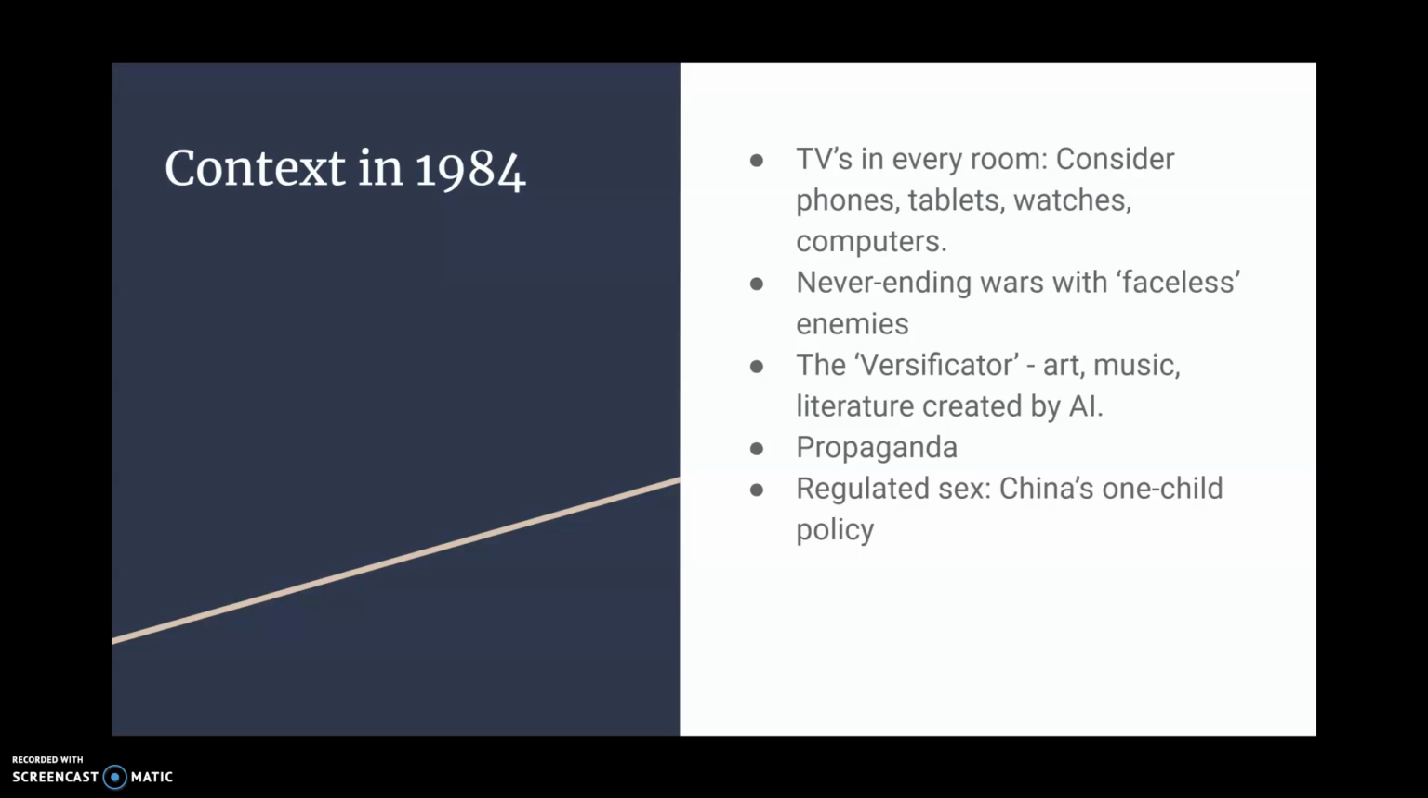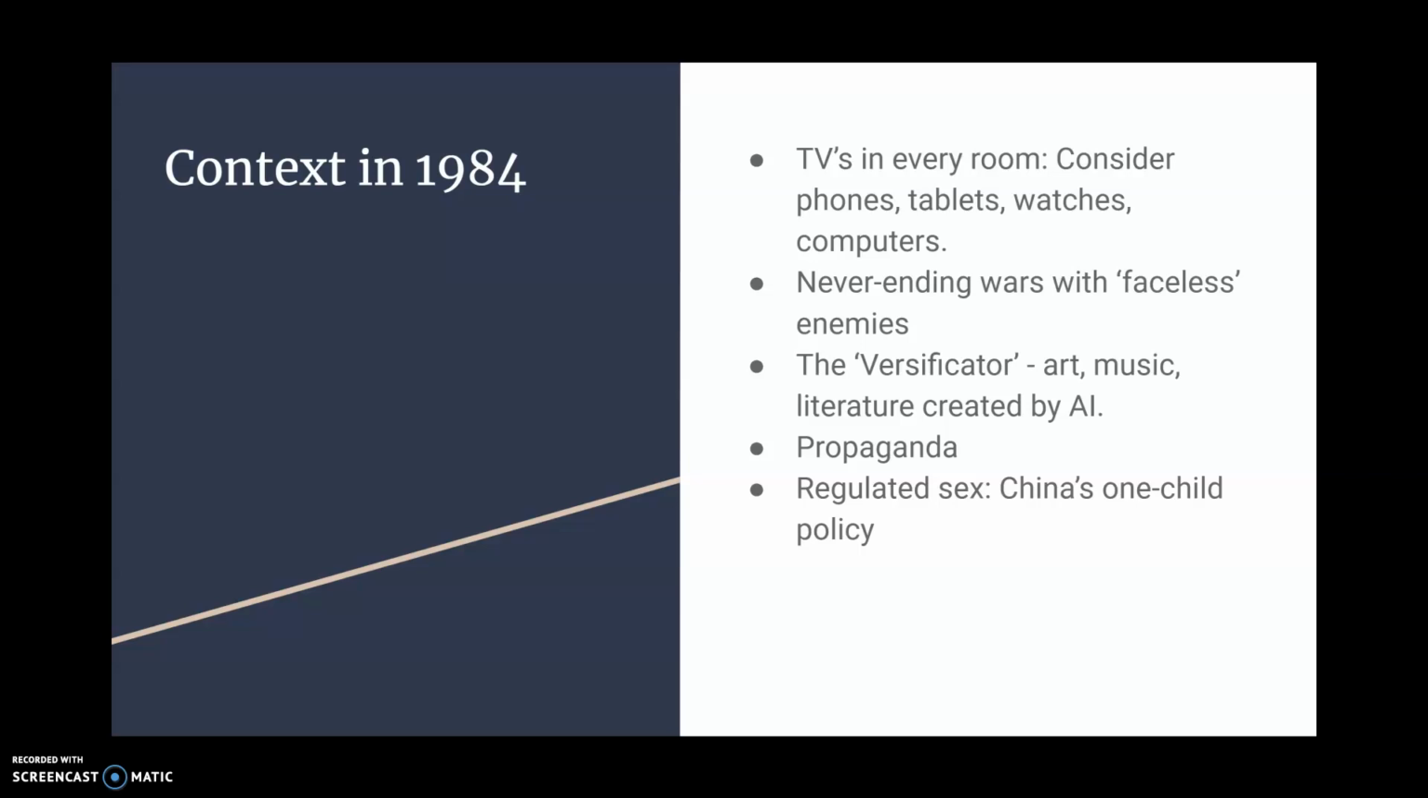The last one, so we've also got propaganda. I'm not going to talk too much about that because I am running out of time. The last one I want to talk about is regulated sex. Regulated sex is discussed often by Winston in 1984. He talks about his relationship with his wife and the perverted approach to sex that she has as an act of loyalty to the party. Now, of course, China's one-child policy is not the same as the way sex is regulated in 1984, but it still shows how that particular intimate act can be regulated by a dictatorship to control a country's population.